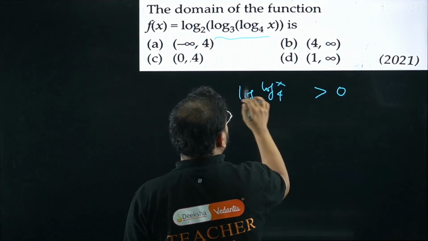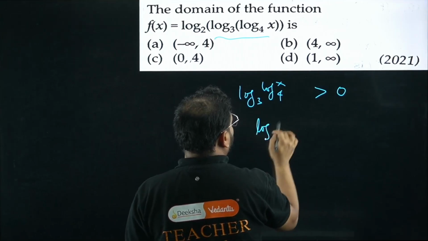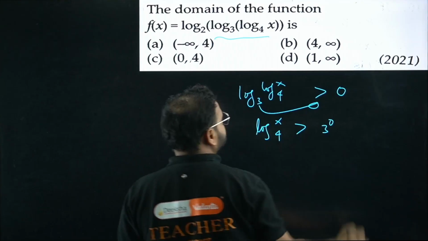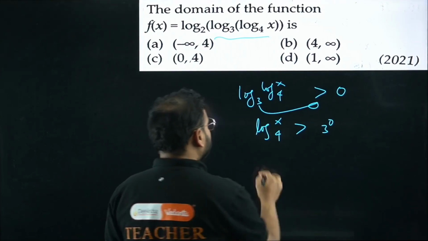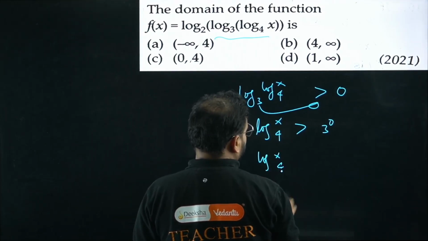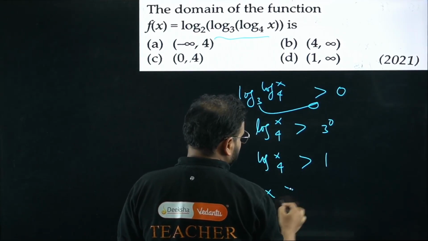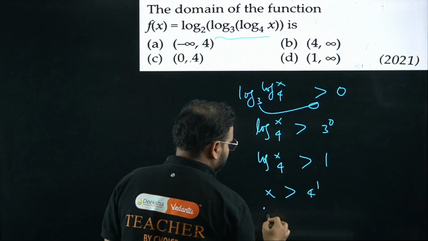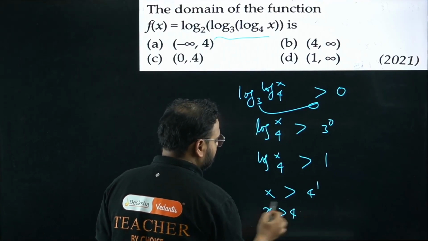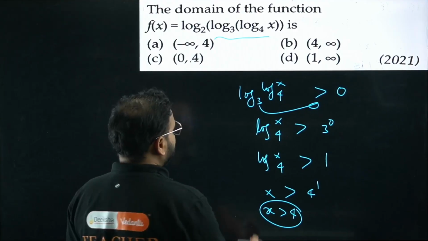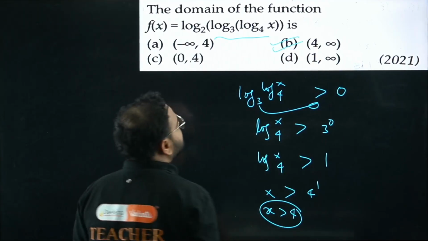If I remove this log, I'll have log of x to the base 4 greater than 3 power 0. This 3 will go over here, 3 power 0. What do I get now? I get log of x to the base 4 greater than 1. I can take the same thing again. It will become x greater than 4 power 1. 4 power 1 means x greater than 4. Check, the answer will be 4 to infinity, right? Option B is correct.